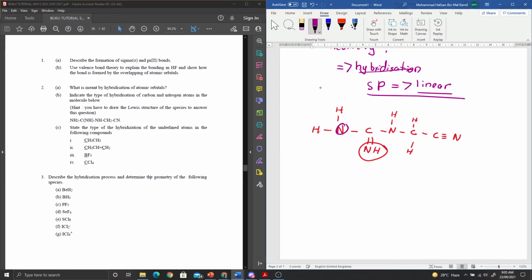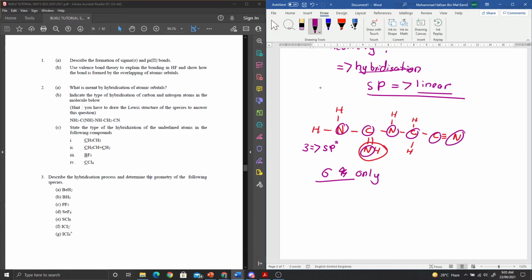So nitrogen, nitrogen, nitrogen, nitrogen, carbon, carbon, nitrogen. Okay, and remember, only look at sigma bonds only. So sigma bonds only, right? So tengoklah dekat nitrogen ni ada berapa sigma bond? 1, 2, 3. So kalau ada 3, maksudnya dia ada 1 s orbital. Nak cukupkan lagi 2, dia perlukan 2 p.